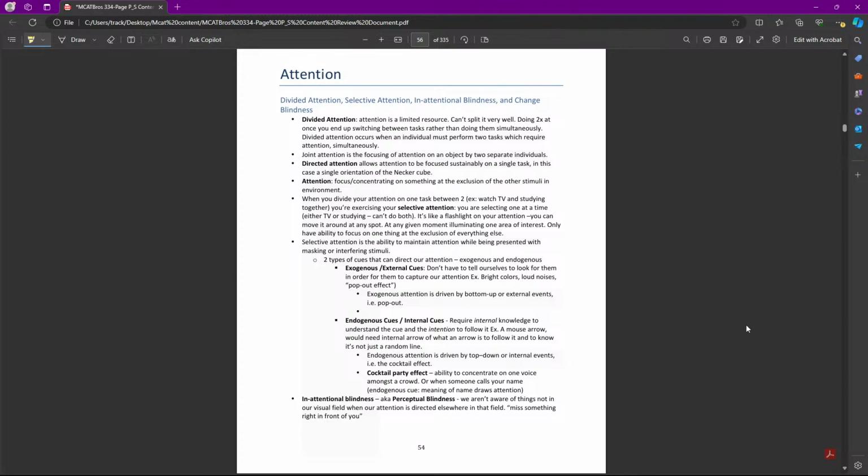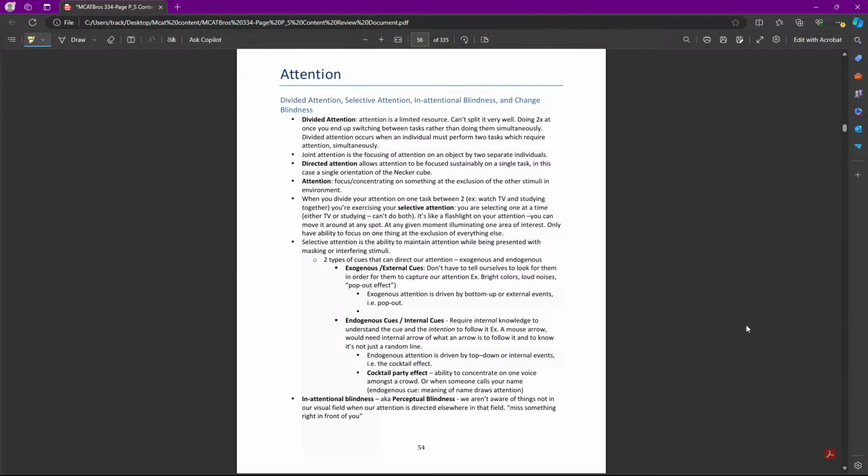So when you divide your attention between 2 things, like watching TV, you're exercising your selective attention. You're selecting one at a time. So it's like a flashlight for your attention. Move it around to a spot, give a moment illuminating one interest rather than the other. Selective attention is the ability to maintain attention while being presented with masking or interfering stimuli. So that is like listening to music and driving at the same time.